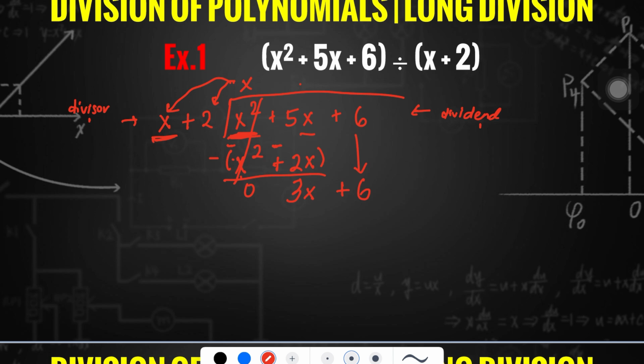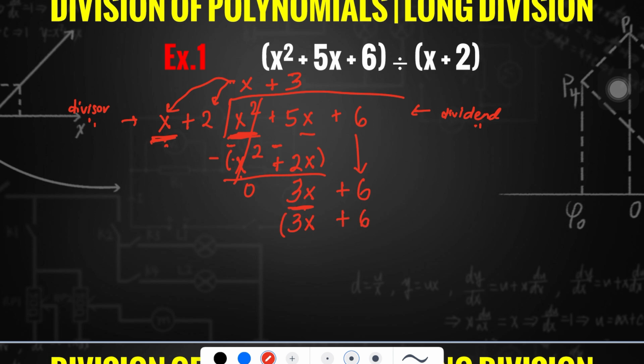Can you follow? Next, again, we're going to divide the first term of your dividend by the first term of your divisor. So that's 3x divided by x, that's positive 3. Clear? And then repeat the process. Multiply 3 by the first term of your divisor, that's 3x. And then 3 times the next term, which is positive 2. 3 times 2, that's positive 6.